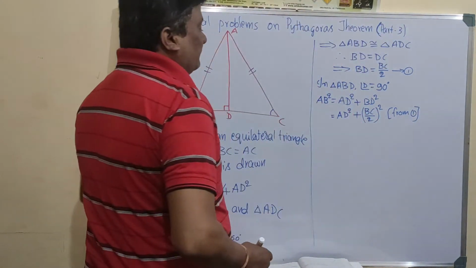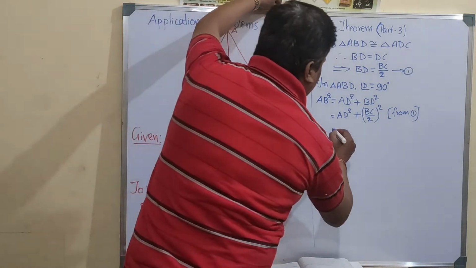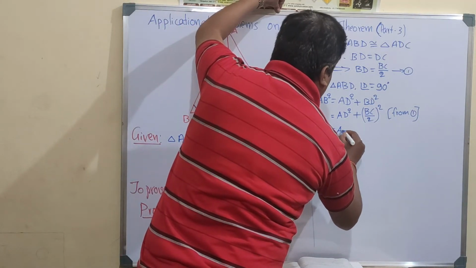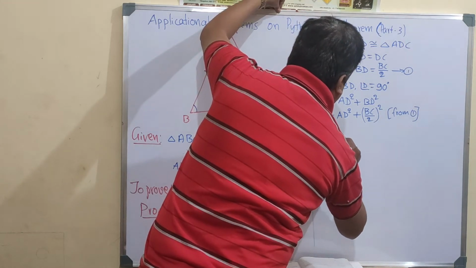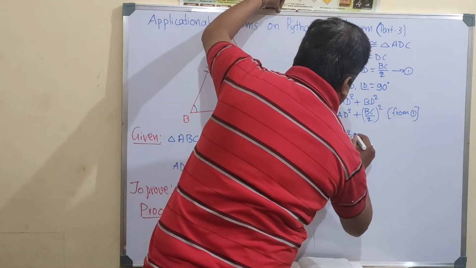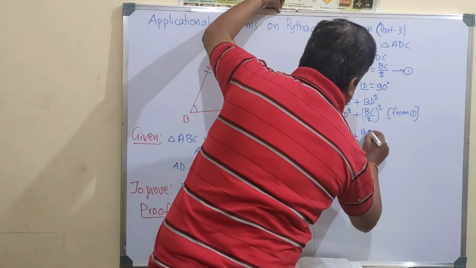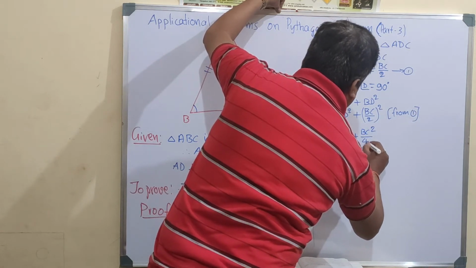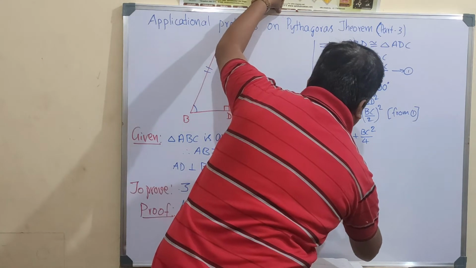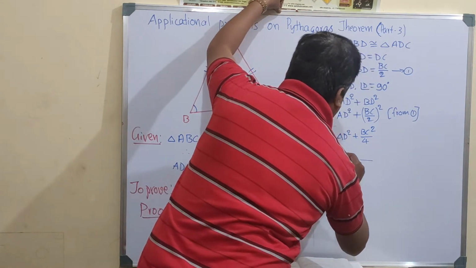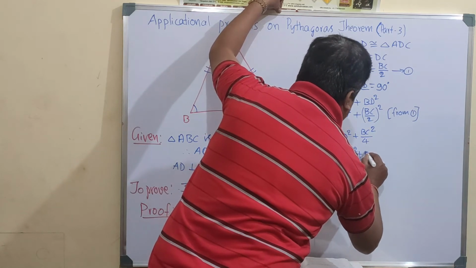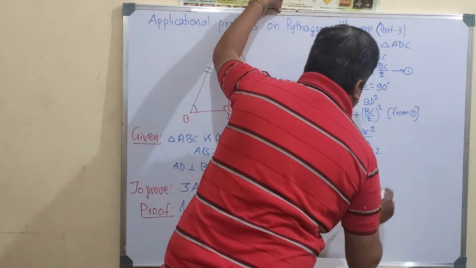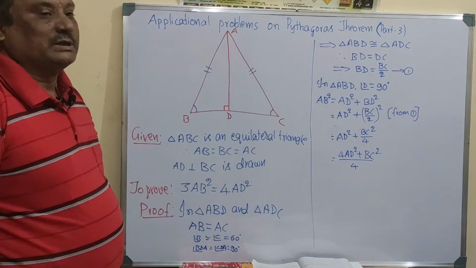It is because from 1. And it is equal to AD square plus BC square by 4. Let's take 4 as LCM. Then we will get 4 AD square plus BC square.